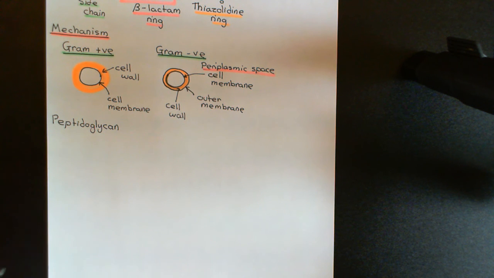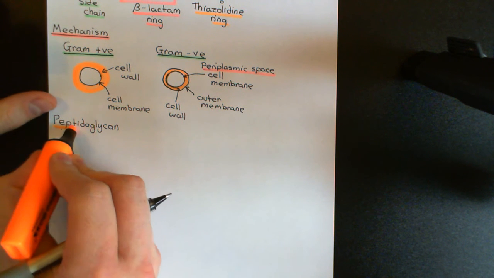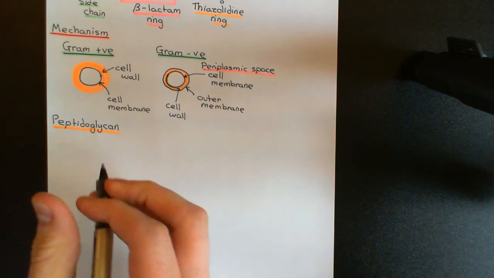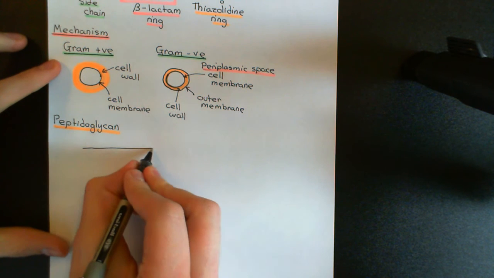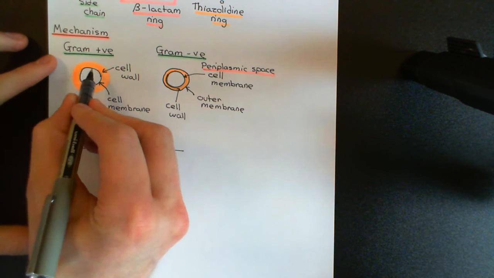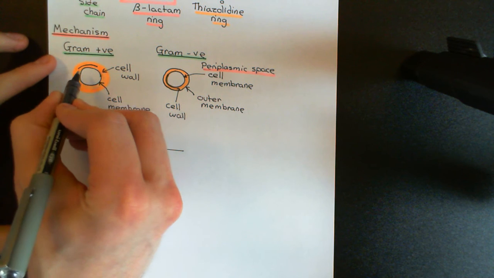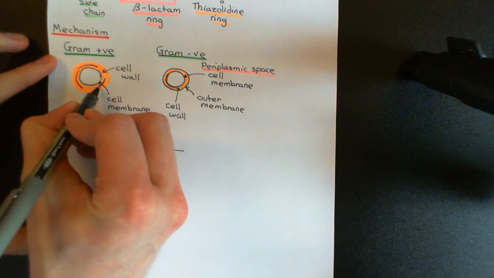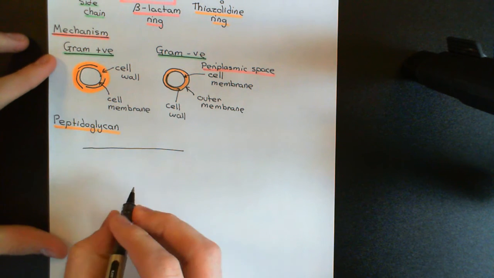So these cell walls are made up of these peptidoglycan molecules, and these are enormous great fibres. So peptidoglycan are huge great fibres. So around the bacterium you're going to have loads and loads of these peptidoglycan fibres, which are huge great fibres making up the cell wall.